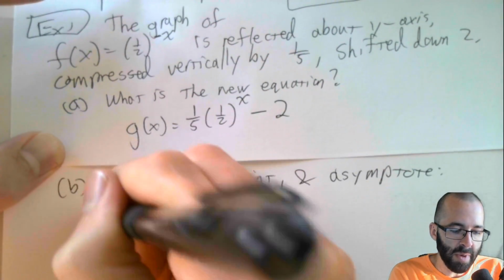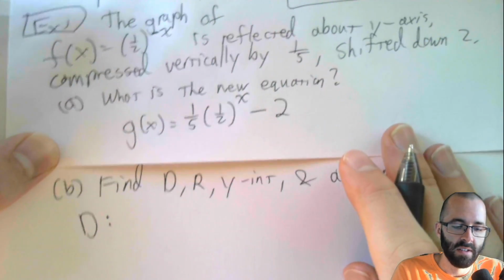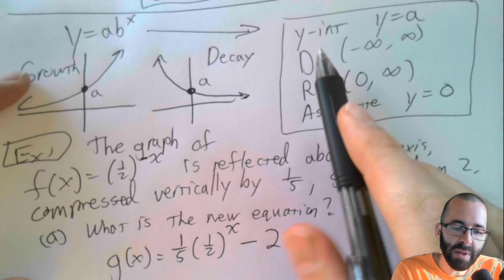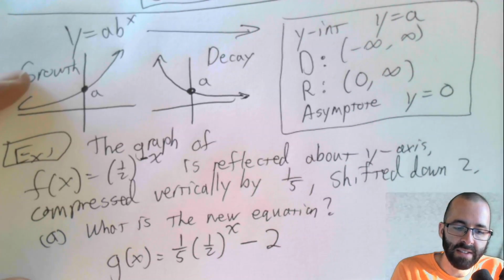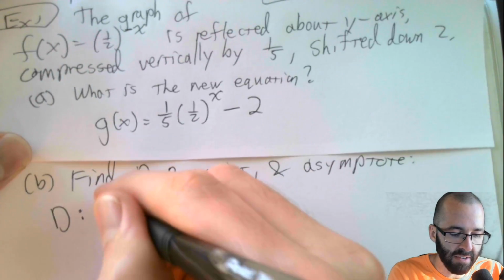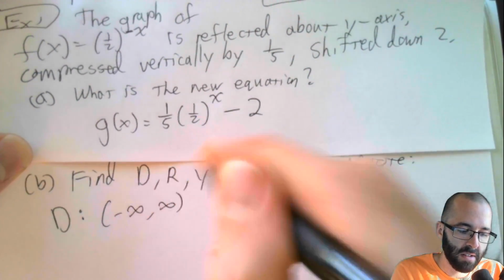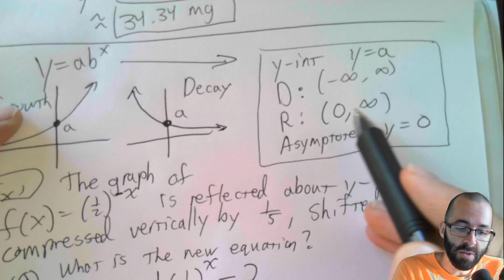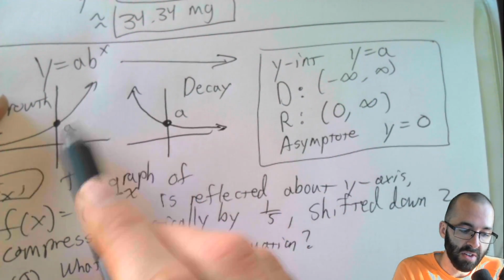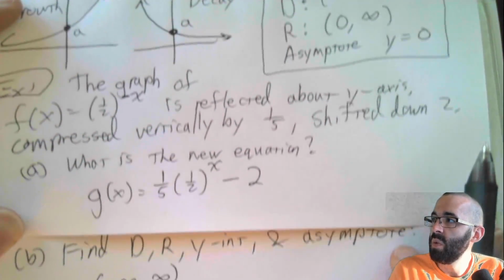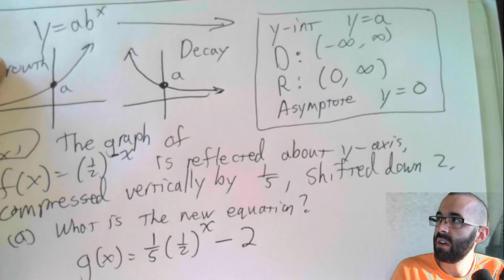So, domain. Remember, domain of any exponential function is negative infinity to positive infinity. Our domain here is still negative infinity, positive infinity. The range, if it's in standard form, the range is going to be 0 to infinity. If it looks like this in standard form, 0 to infinity. We don't have standard form here though, right?